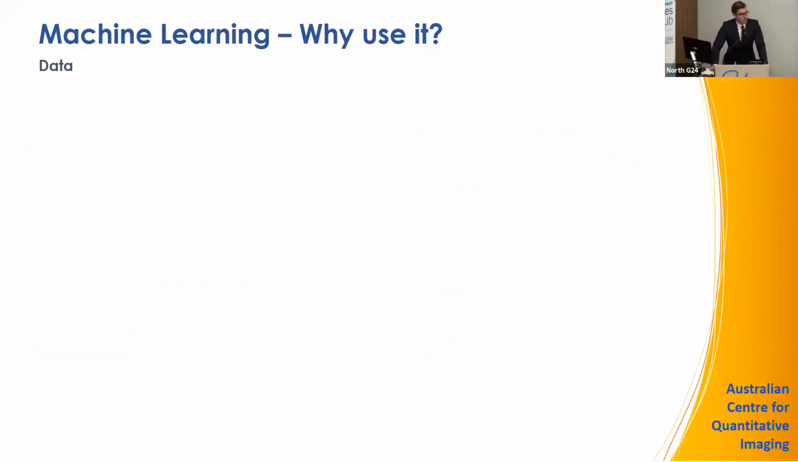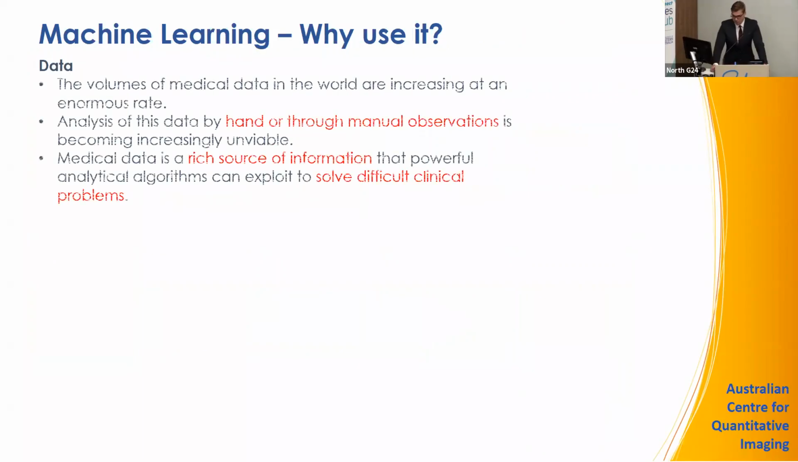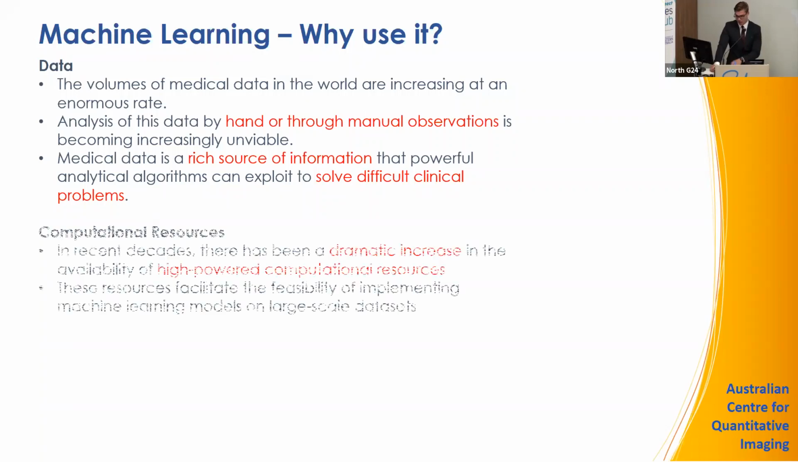So why might we use machine learning? Well, first of all, when it comes to data, the volume of medical imaging data in the world is increasing at an enormous rate, okay? And analysing all this data, either by hand or through manual observations, is becoming increasingly unviable. And we know that medical data is a rich source of information that powerful analytical algorithms can exploit to solve difficult clinical problems that we're interested in. So that's one of the reasons.